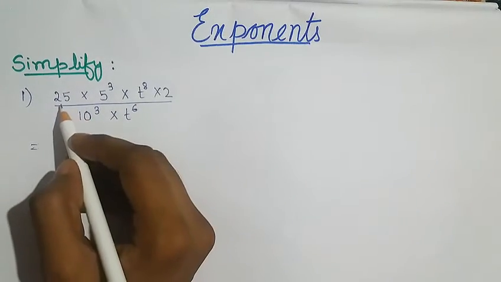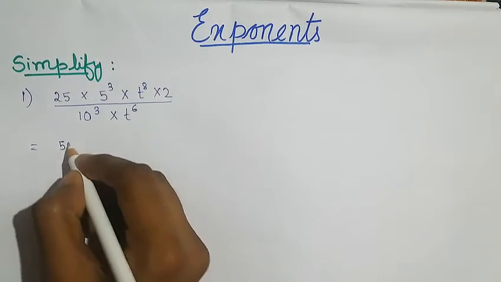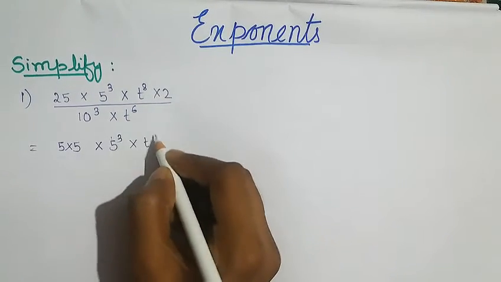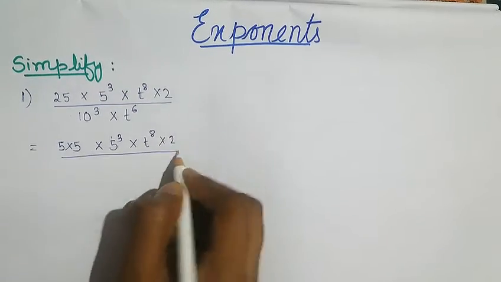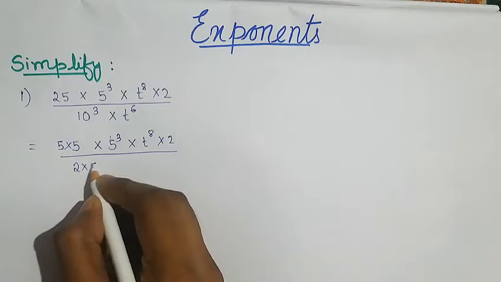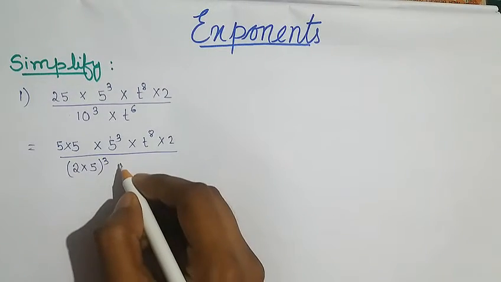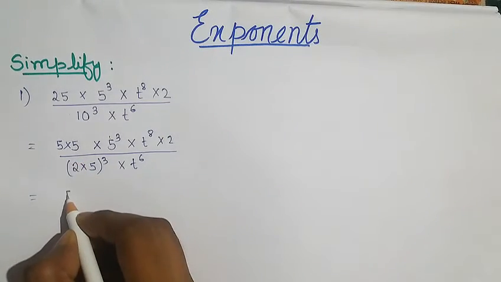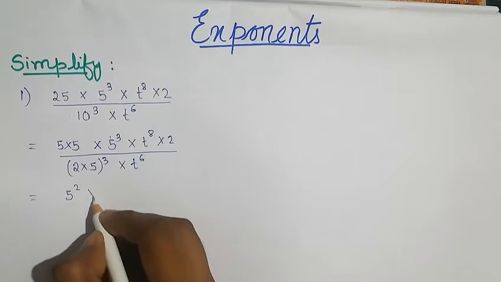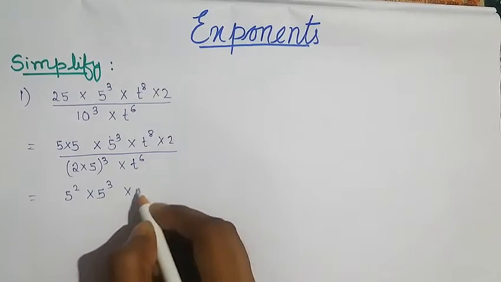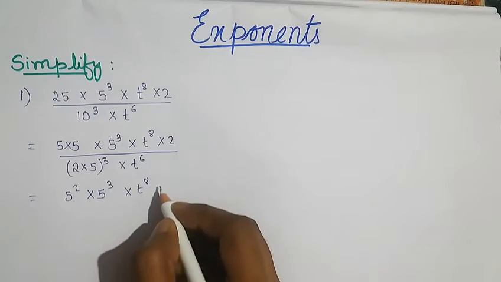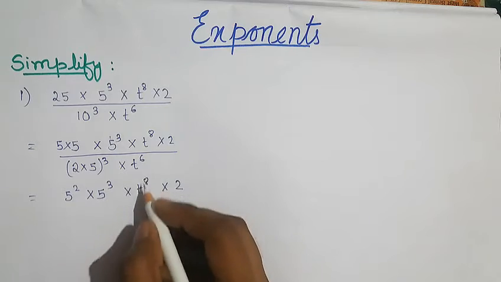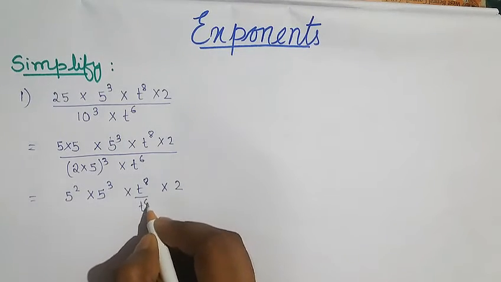So first we will break this number 25 into 5 into 5. Again we will copy the same, into t raised to the power 8 into 2 upon, now this 10 can be written as 2 into 5 whole to the power 3, alright, into t raised to the power 6 is equals to, now 5 into 5 is 5 square, 5 raised to the power 2 into 5 raised to the power 3 into t raised to the power 8 into 2. Now let's separate the t's and write them together, t raised to the power 6.